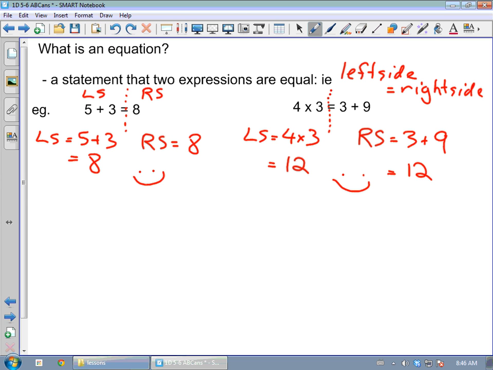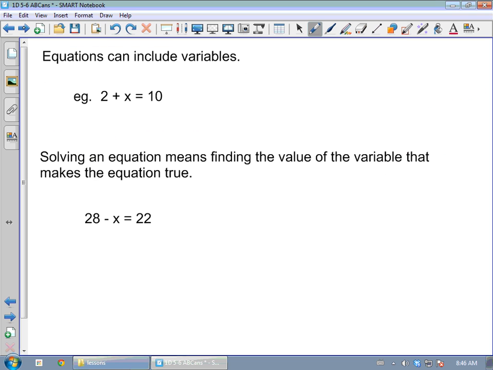Now, if our equations only had numbers in them, this would be pretty straightforward, right? But equations can also include variables. So here we've got an equation, 2 plus x equals 10. We've got a variable x on the left-hand side of our equation here. So solving an equation means we want to find the value of the variable, or the number that we could put in to this equation for our variable that would make this equation a true statement. We want the left side to equal the right side. So what number would we have to replace x with here if we wanted this thing to be true?